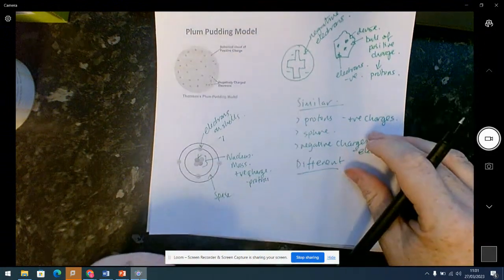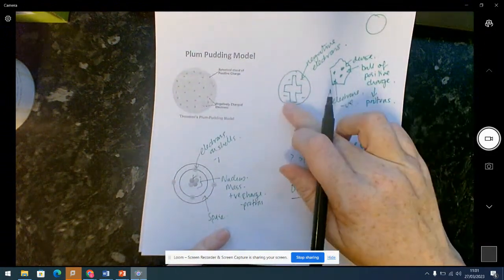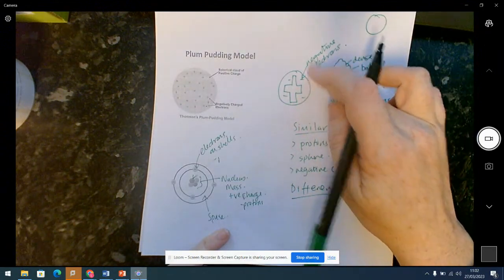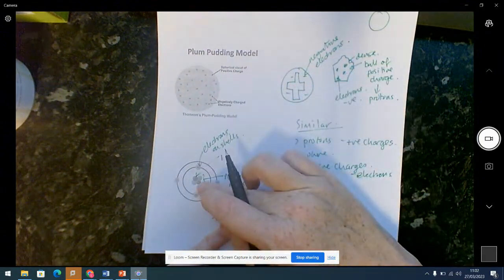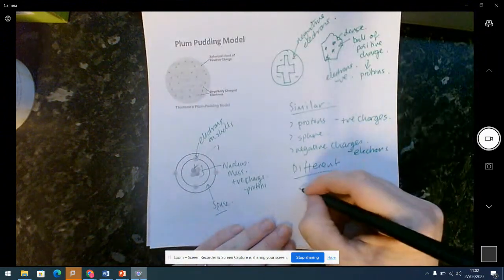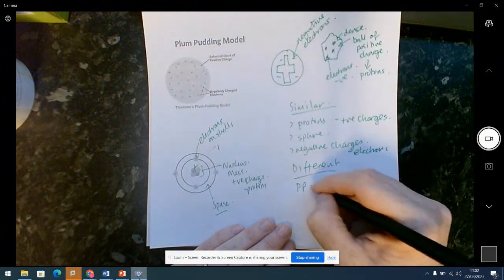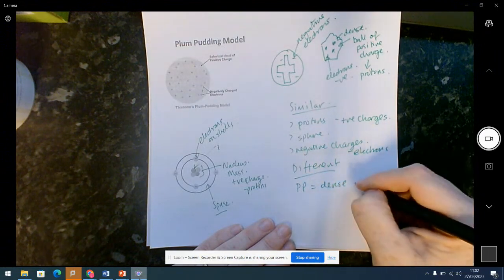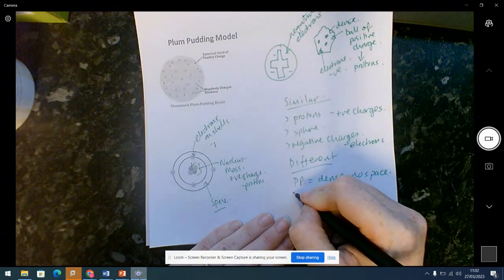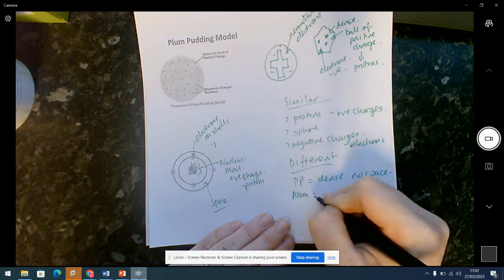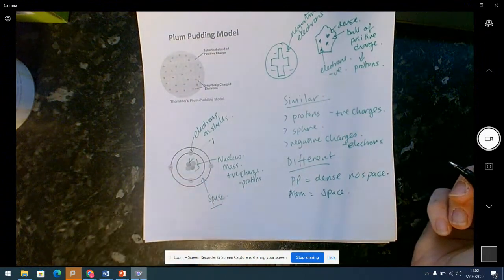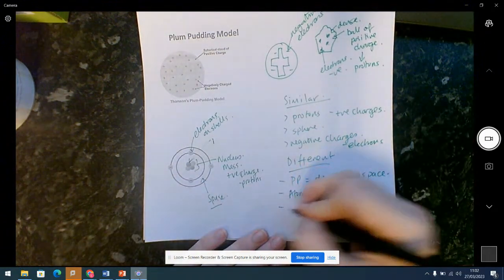So in terms of differences, you can see in the plum pudding model, or the blueberry muffin model, as I like to call it, that actually it's dense, so there's no spaces, whereas here you can see quite clearly there's lots of space. So the plum pudding model is dense, no space, whereas the current model of the atom has lots of space between the nucleus and the electrons.